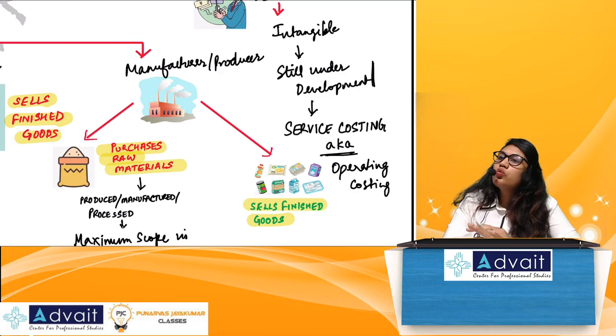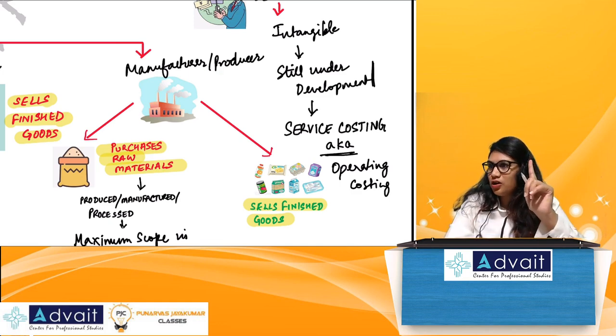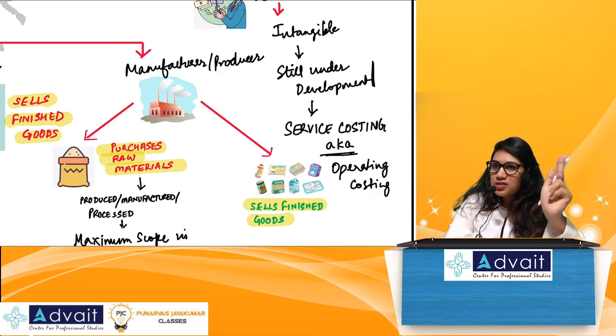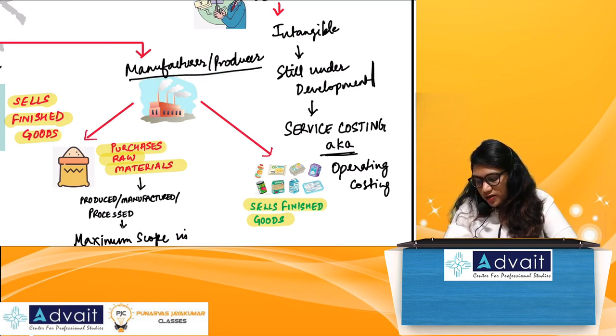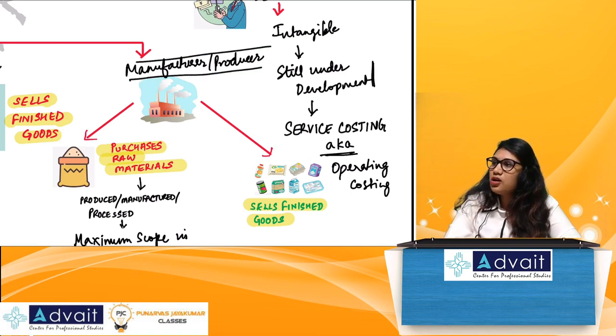So if I ask you, maximum scope is for whom? Manufacturer. Then we will talk about services, the service provider. And then it will be retailer or trader. So most of your problems will feature our hero, which is the manufacturer or producer.